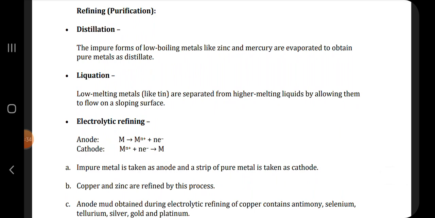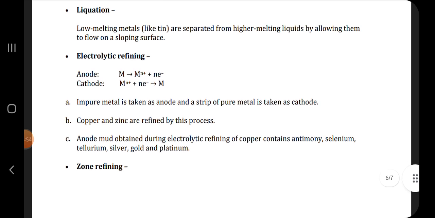Then refining, that is, purification. First is distillation. The impure forms of low boiling metals like zinc and mercury are evaporated to obtain pure metals as distillate. Liquation: low melting metals are separated from higher melting ones by allowing them to flow on a sloping surface.